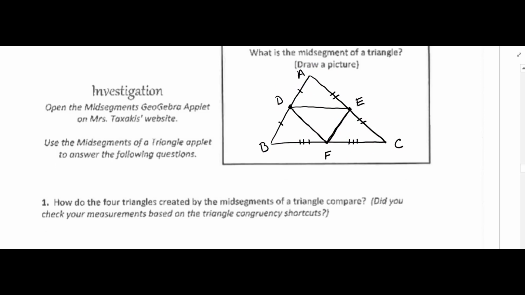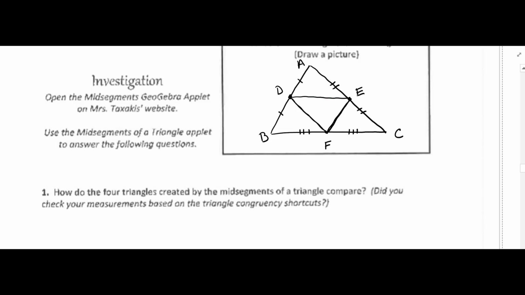How do the 4 triangles created by the midsegments of a triangle compare? Well, if you had to guess, it would be a good guess that they were congruent, and in fact they are. We could prove it if we wanted to, but for right now, we'll just know that the 4 small triangles are congruent. That can be helpful for us.